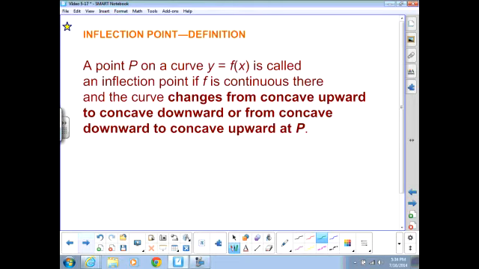Our next piece of vocab is what's called an inflection point. An inflection point is a point on the original graph, f of x, where the curve changes from either concave upward to concave downward or vice versa. If it happens to be concave upward and stay concave upward, then that is not an inflection point. Same thing if it's concave downward and stays concave downward. That is also not an inflection point.